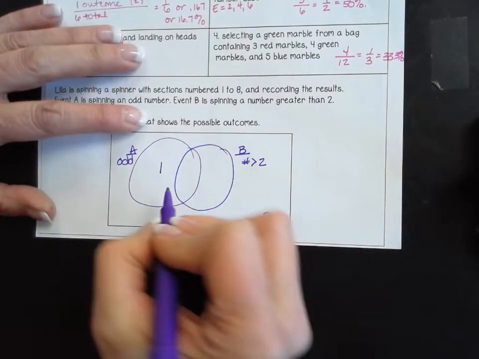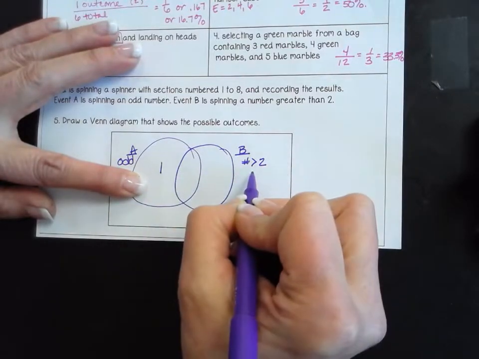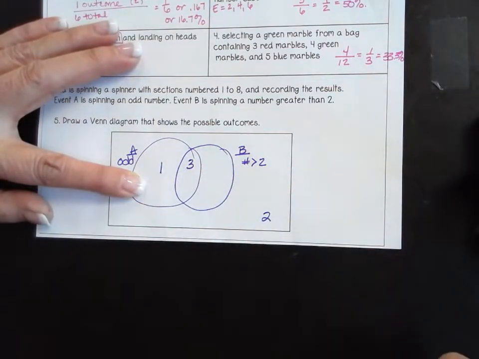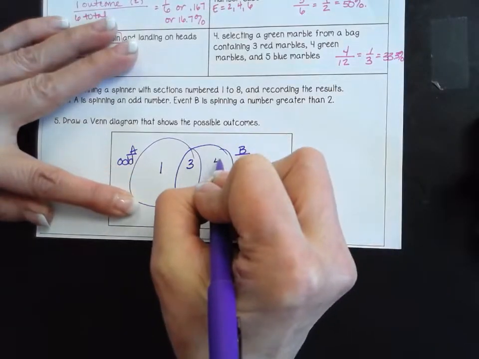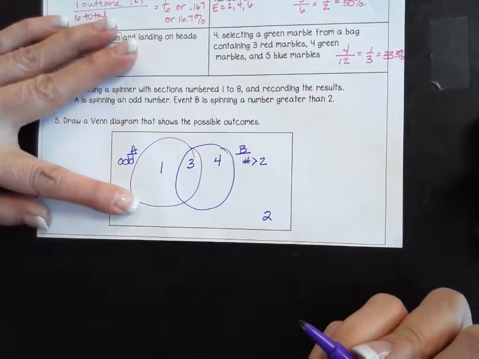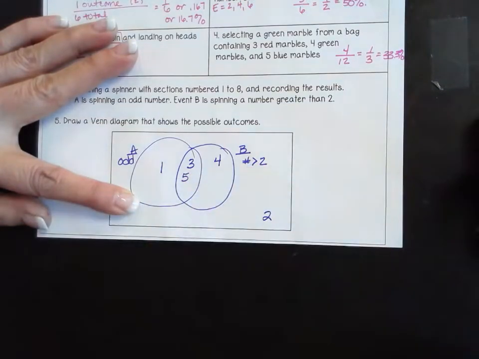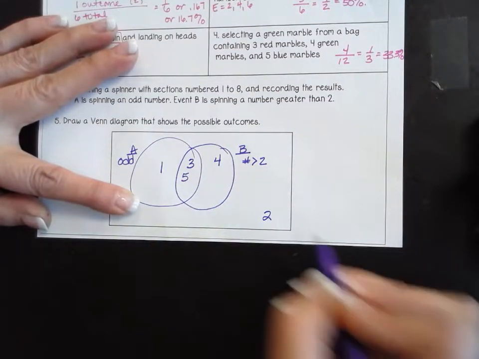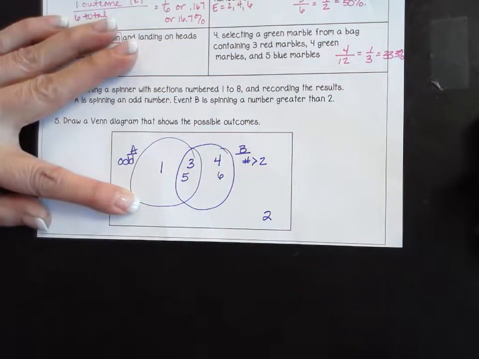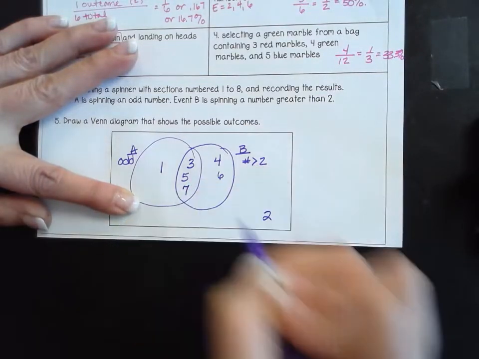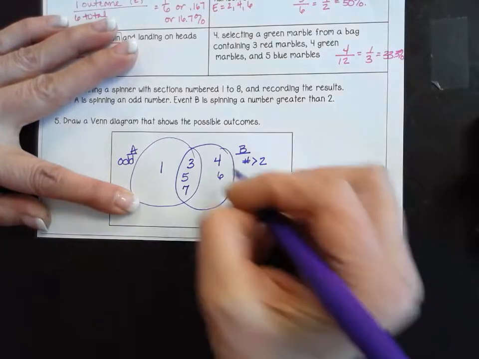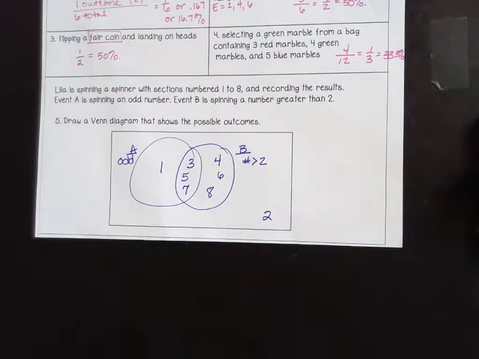Okay, what about 3? Is it odd? Is it greater than 2? Then it goes to both. 4's even, but it's greater than 2, so it's going in B. 5's odd and greater, so it's together. 6 is going to be just in B. 7's going to be in both. And then 8's going to be in B. Okay.